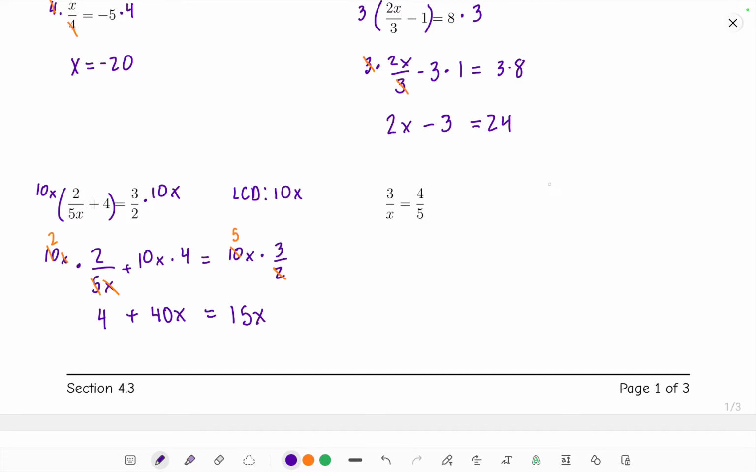Okay, now the last one, the LCD is 5x. So we multiply both sides by 5x. The x cancels out on the left-hand side, and the 5 cancels out on the right-hand side. So we're left with 15 equals 4x.